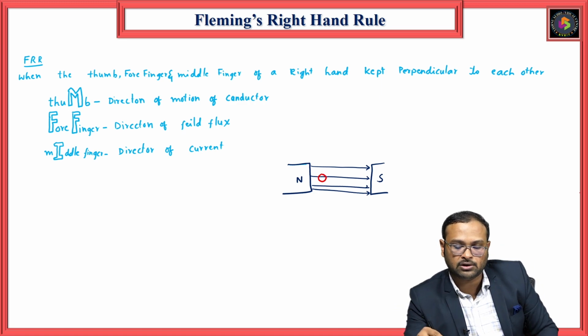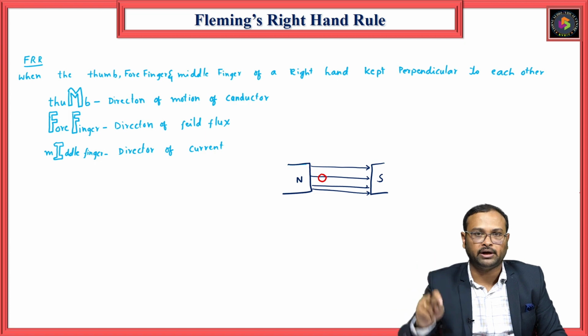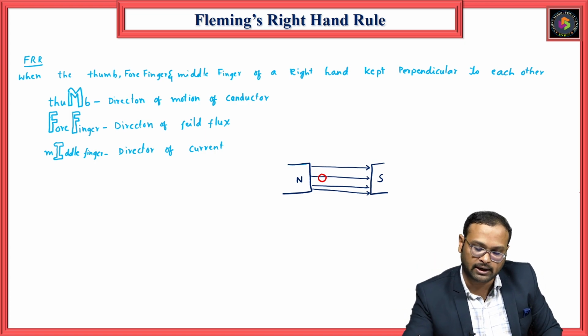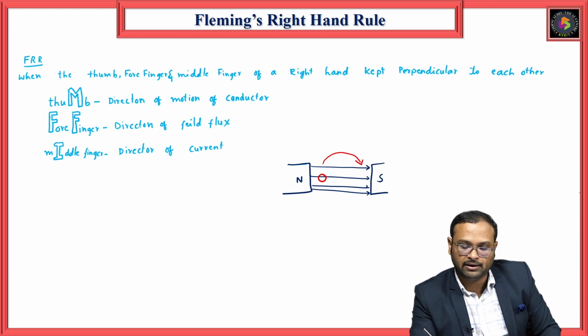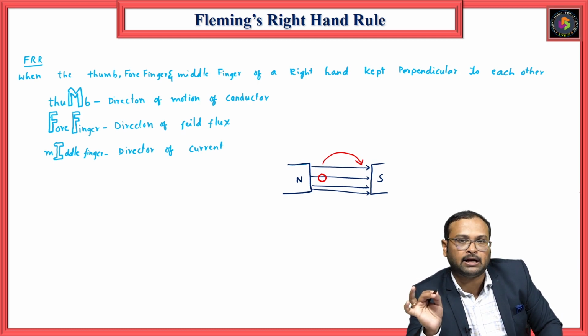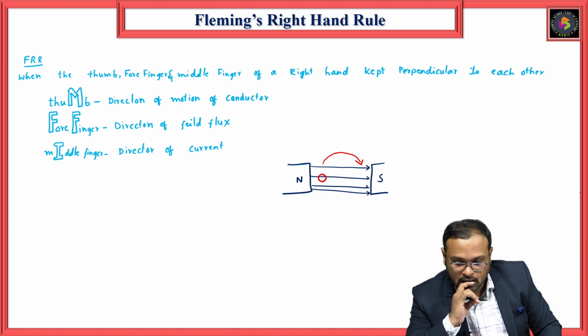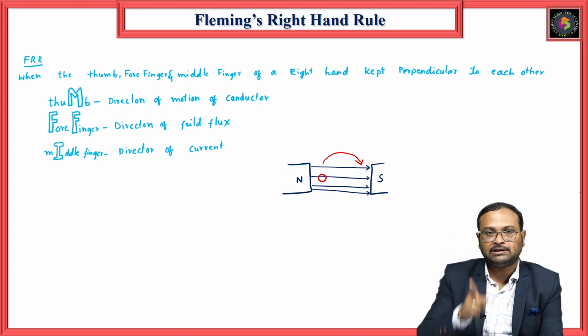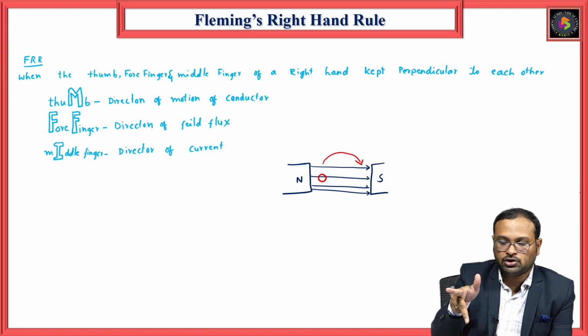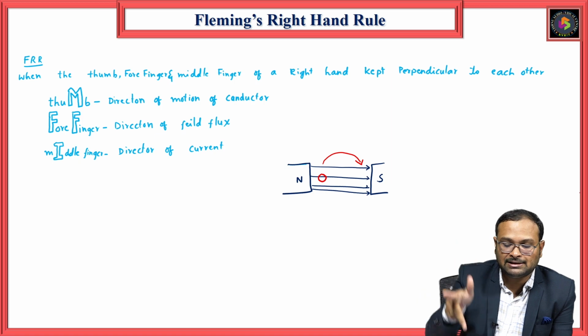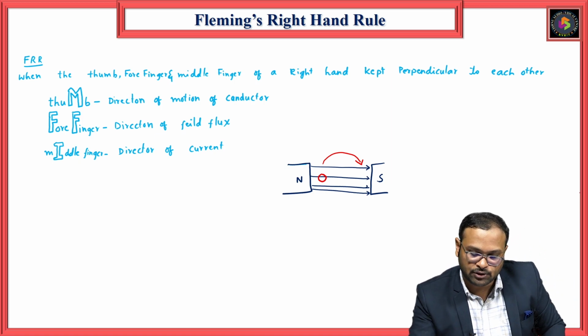Suppose this is the north pole and south pole, and the conductor is rotating in the clockwise direction. What is the direction of current when it is exactly at the north pole? Here we will see the flux direction. We keep our forefinger from north to south. The conductor is moving upwards, so my thumb will be upwards. Then my middle finger will be towards the PPT, that means inside the PPT. So the current is going into the conductor.